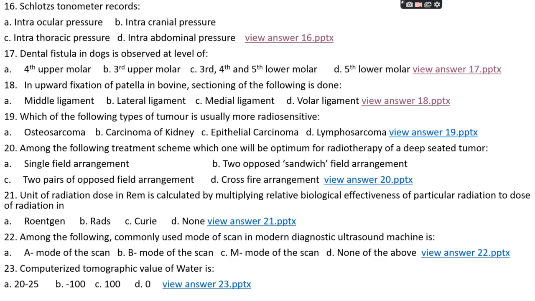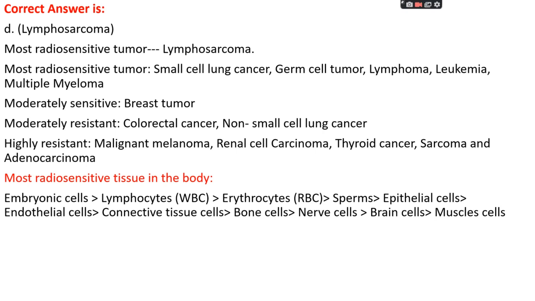Question number 19. Which of the following types of tumor is usually more radiosensitive? Option A, osteosarcoma; option B, carcinoma of kidney; option C, epithelial carcinoma; or option D, lymphosarcoma. The right answer is option D, lymphosarcoma. The most radiosensitive tumor is lymphosarcoma.